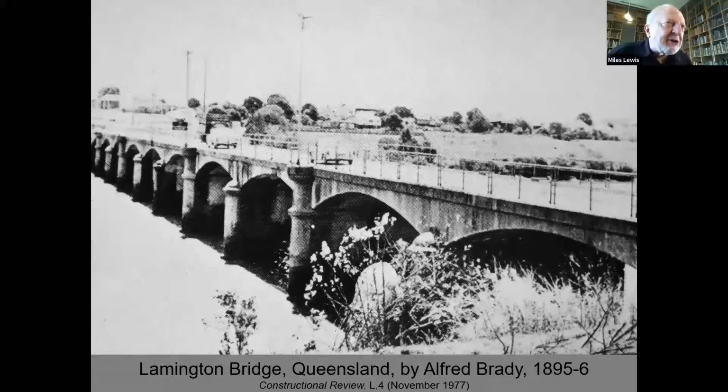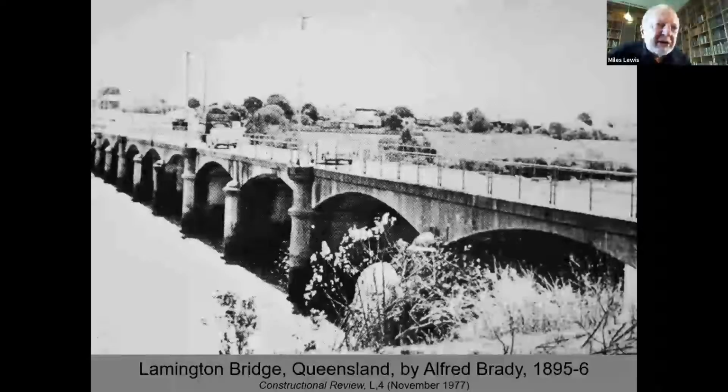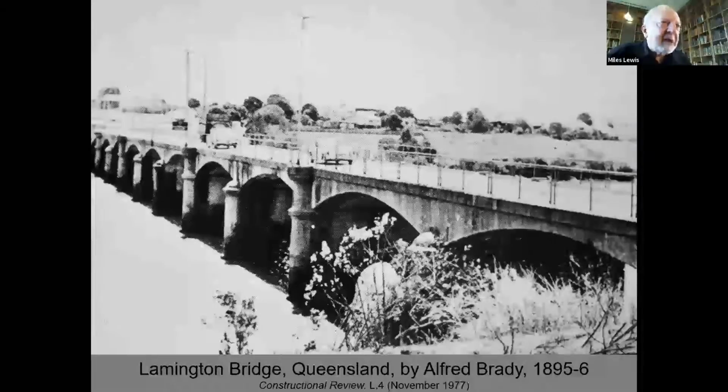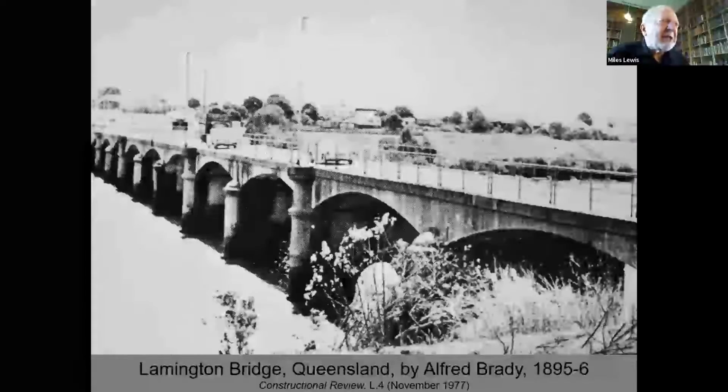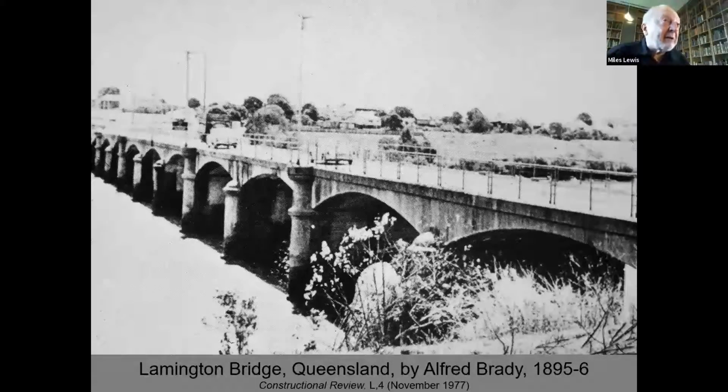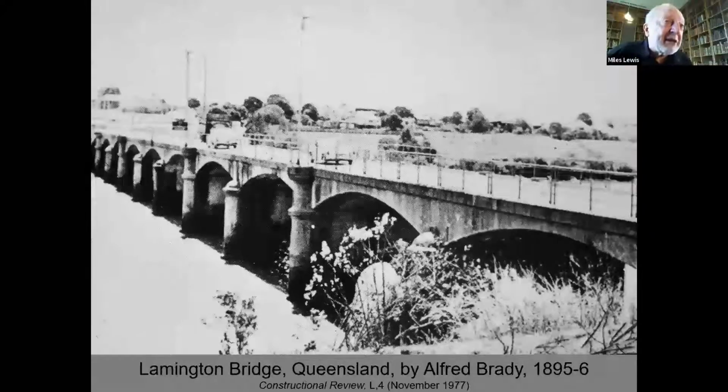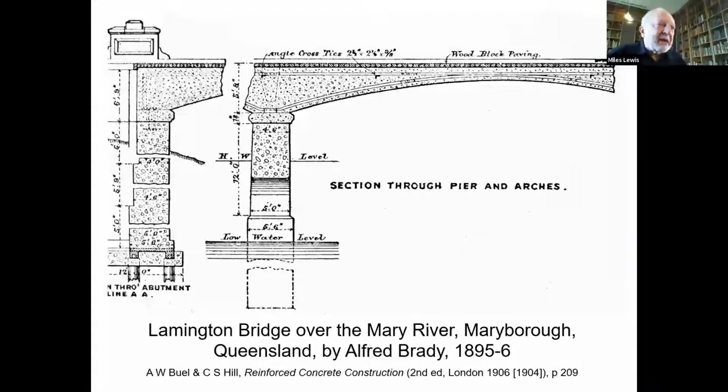This is the Lamington Bridge in Queensland. Although the spans are much smaller, there are 11 of them, so it's a huge structure on the Wunsch system. Alfred Brady, who was a government engineer, was an innovator and must have discovered this in the literature, and he also discovered expanded metal and began doing advanced concrete systems using these European ideas. So there's the Lamington Bridge over the Mary River in Queensland, and you can see the Wunsch bars which reinforce it.